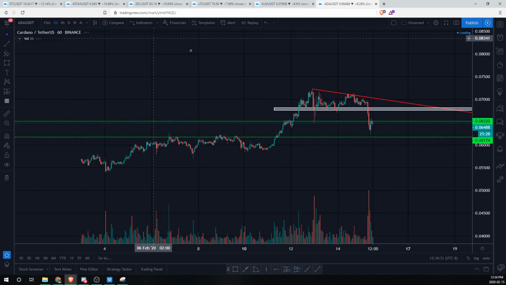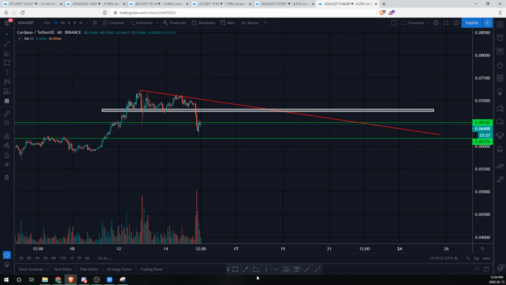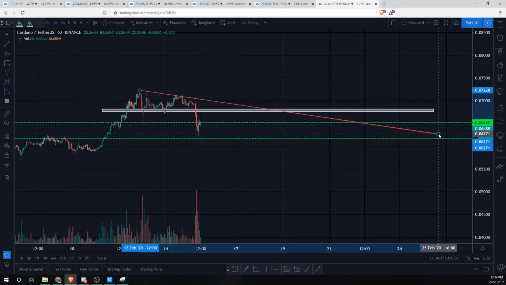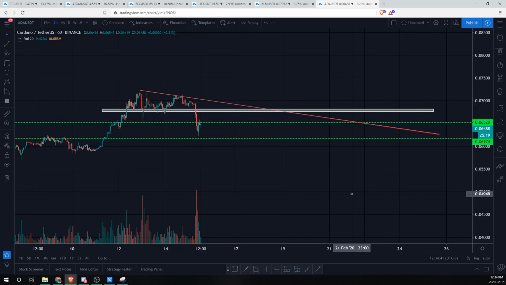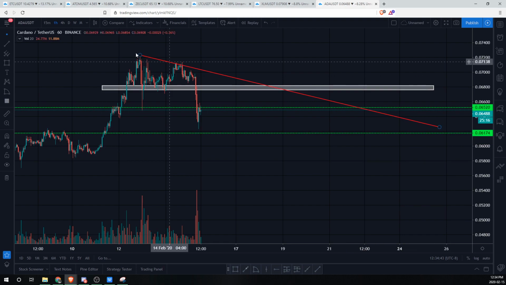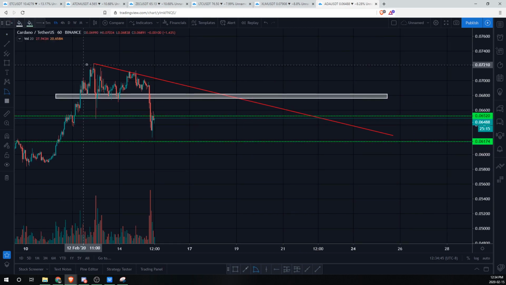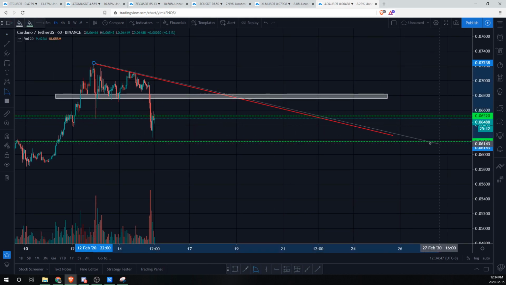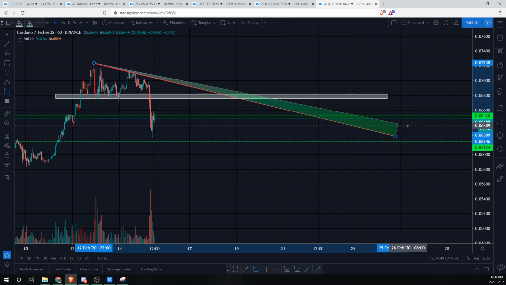I think what I will do is just create a projection on here to really illustrate that descending zone and how I want to see it respected a couple more times before we... that did not really work. Oops. Before we look to enter, I'd like to see this respected a couple more times, but it is going to be something I'm going to be looking at for an opportunity towards the upside.